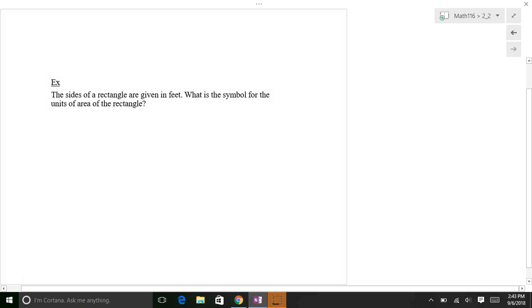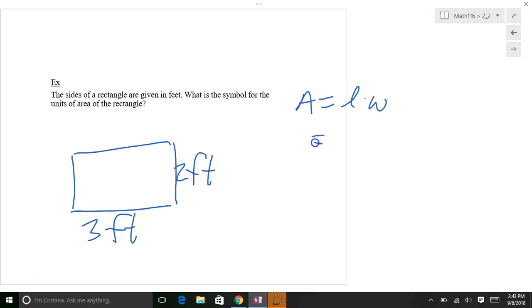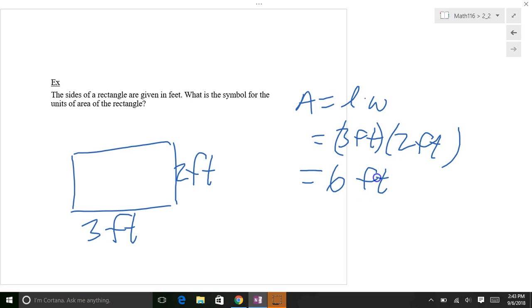Okay, let's do one more here. Sides of a rectangle are given in feet. What is the symbol for the units of area of the rectangle? If you remember, you go length times width to find the area. Let's say this is 3 and that's 2. Then 3 feet times 2 feet is 6 feet times feet, square feet. All they're asking for is the square feet. What are your units for the area? Because you're going feet times feet, square feet.